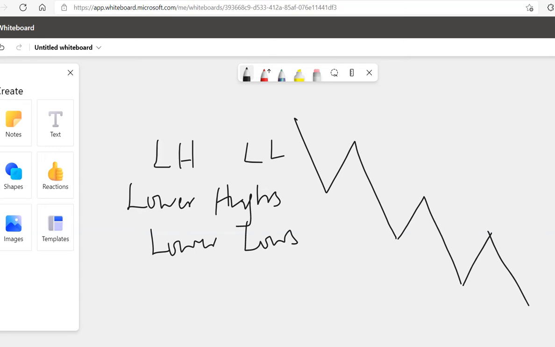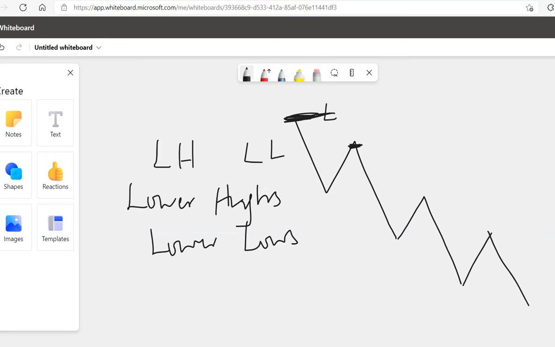I'm just joking. So we say lower highs and lower lows. The market is tanking downward. This is a high, right? But the market is moving downward. So we call this a low. This position is called a high, but it is lower than the position here.